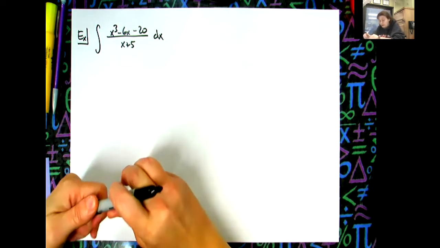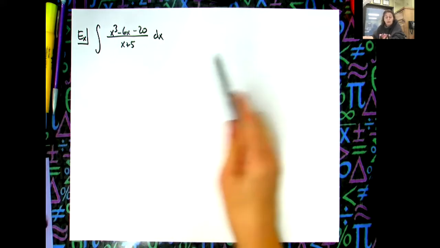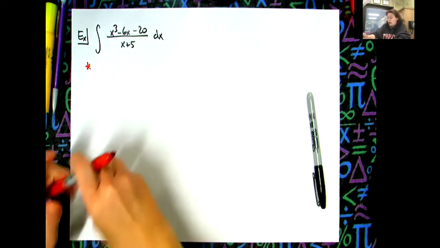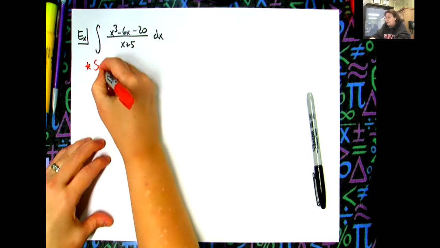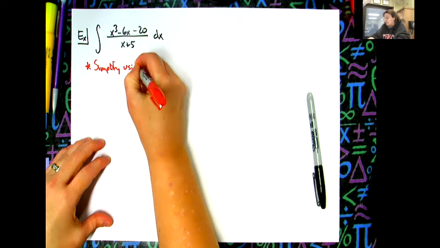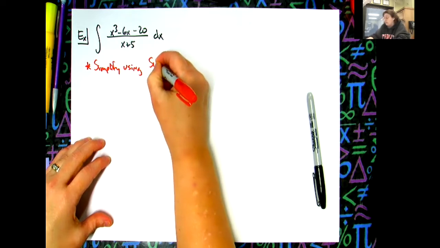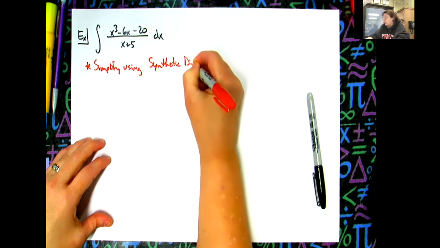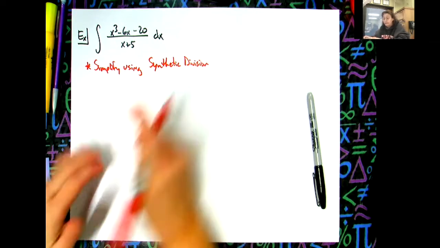Which is what we want to do, except I don't want to do long division with polynomials. All right, I want to use synthetic division. All right, it's way faster. All right, so we're going to simplify using synthetic division. And I'm going to abbreviate. Okay, I read the whole darn thing out.